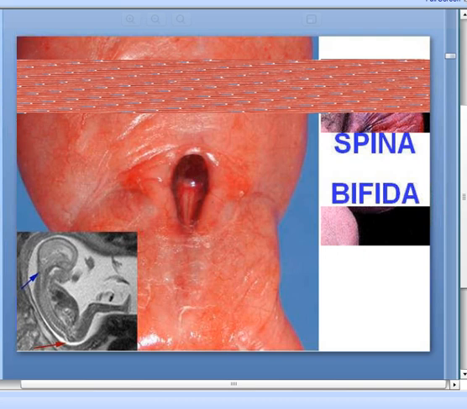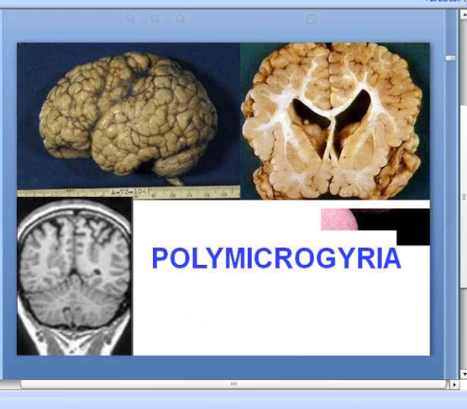Here's polymicrogyria. And if you look at this brain, you could really say, hey, those gyri look a little smaller than usual. And that's exactly what it is. It's a situation in which the gyri don't fully develop and they look smaller. So they have an appropriate name.